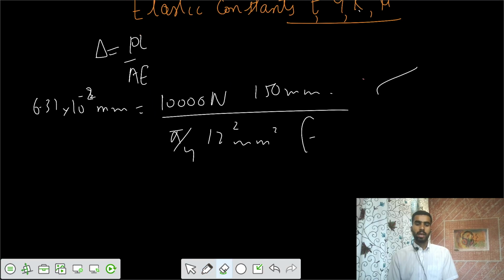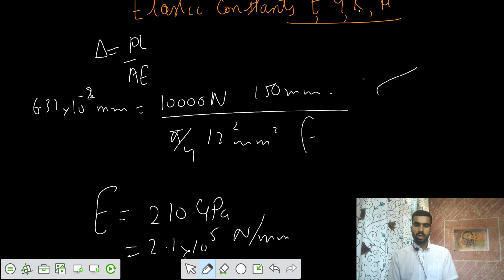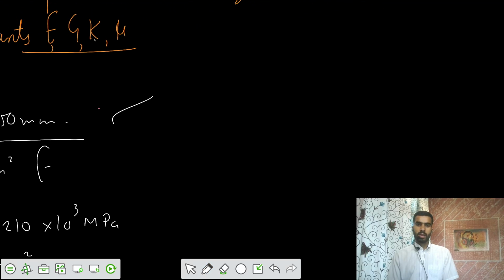So I got a value of E equals to 210 gigapascal. That is 2.1 into 10 to the power 5 Newton per millimeter square. That's 210 into 10 to the power 3 megapascal. So we got this one.